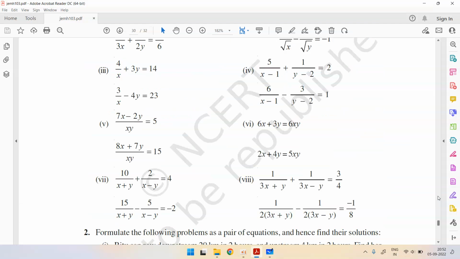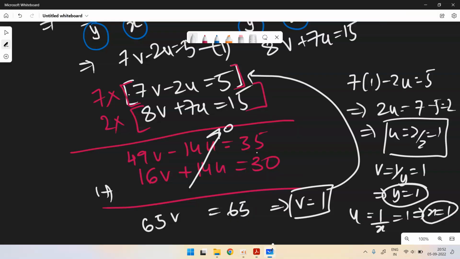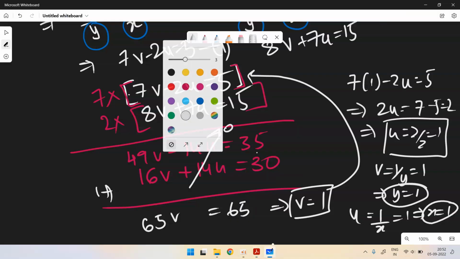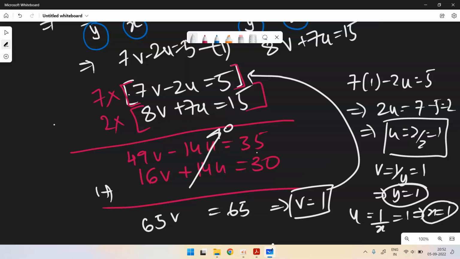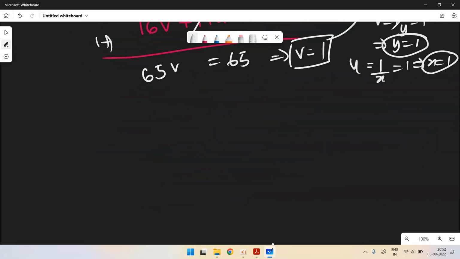Now next, which question? This I've also done, the x plus y. Oh yes, this type of question I have not done, so I will take the seventh question. What does the seventh question say? First question, seventh part.